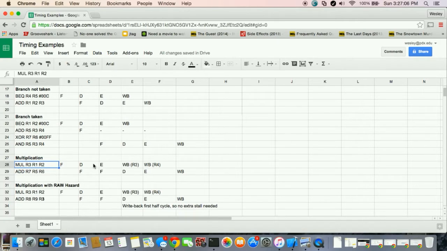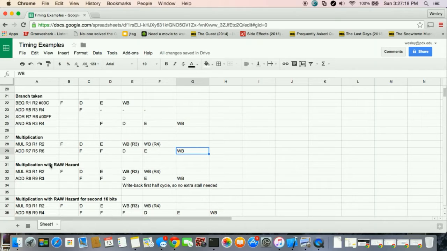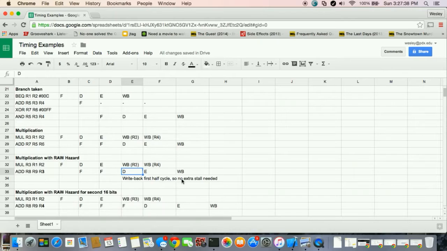So we do figure that out, and we need to refetch this instruction and wait so that we can actually write back at different times. A multiplication with a read after write hazard is the same depending. Okay, if we want to access register 3, just like in this last example, we're able to decode after we write back 3. So we do not incur an extra penalty.